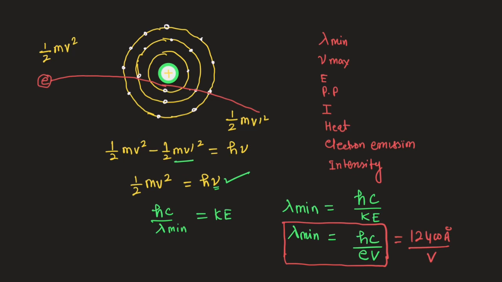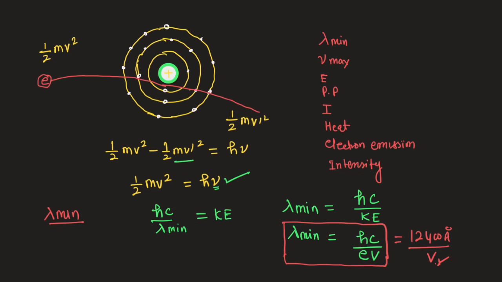Now one important point: this minimum wavelength, lambda minimum, only depends on voltage. It does not depend on the nature of the material, what type of material we are using doesn't matter. It only depends on how much voltage we are applying between the target and filament.